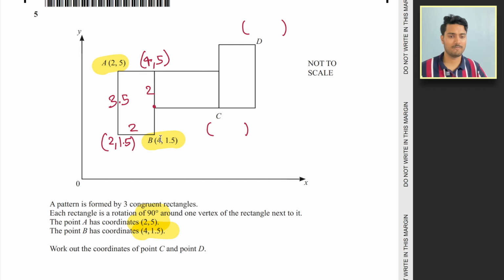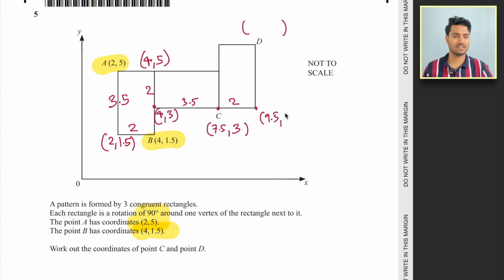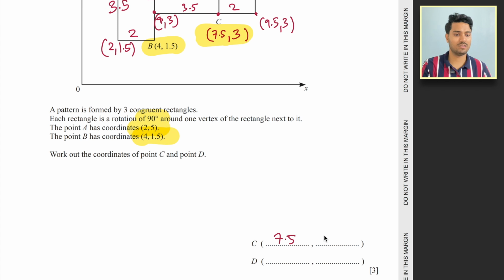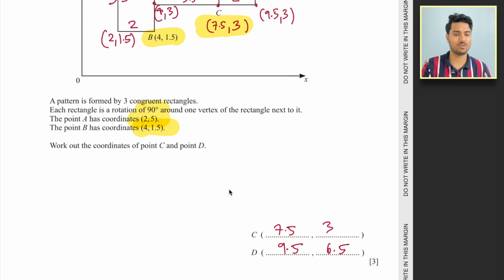This is going to be 4, see this is 2. So 5 minus 2, that's 3. So that's (4, 3). And this is definitely 3.5 units. That means this is going to be 4 plus 3.5, that is 7.5. So C is going to be (7.5, 3). This is again 2 units. So this is going to be 9.5, and the y-axis is 3 units. Now this is 3.5. This is going to be 9.5 only. So 3 plus 3.5, 6.5. That means the coordinates of C are (7.5, 3), and D is (9.5, 6.5). We can write our final answer here: (7.5, 3), (9.5, 6.5). That's the coordinates of C and D.